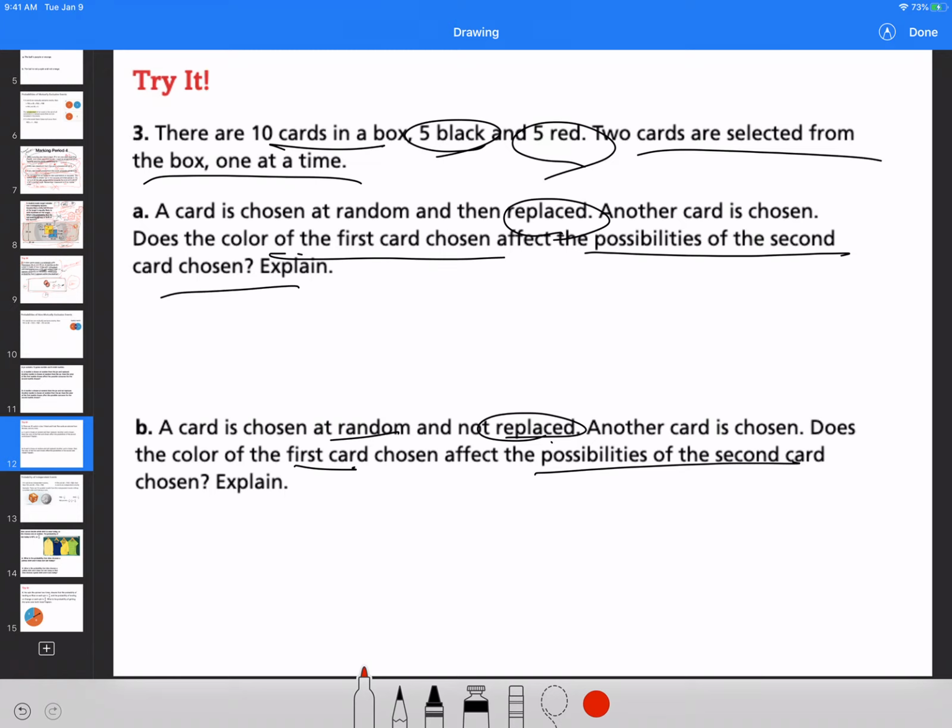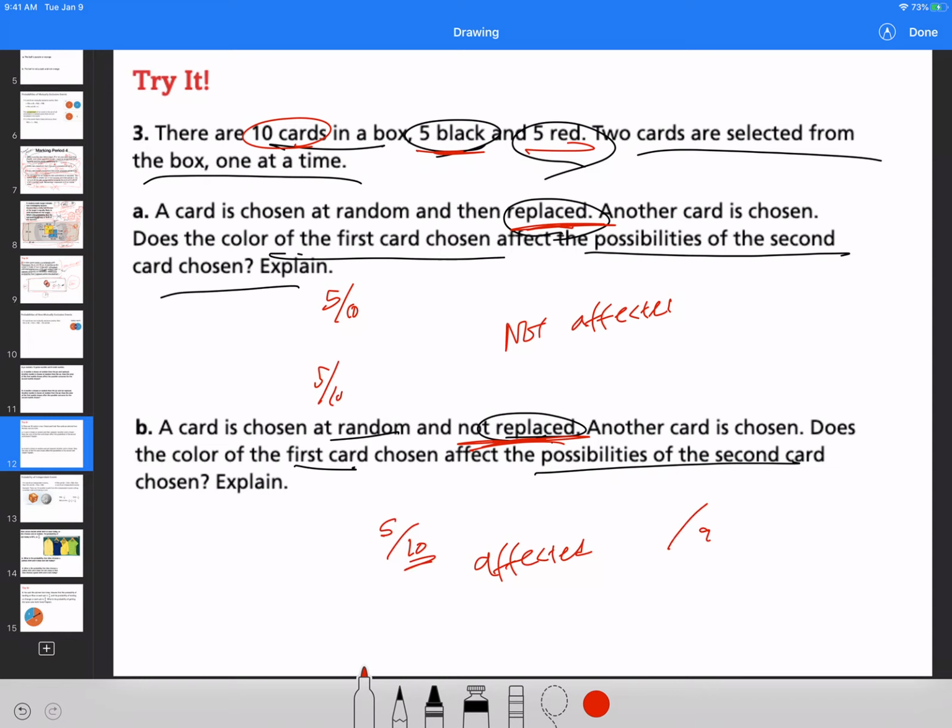Well, if you just rewind back about 60 seconds ago, you could probably get the answers to these right away, right? Because we are talking about 10 cards, 5 black and 5 red, so both of them have equal chances. If it's replaced, you know it's not affected. If it's not replaced, then it is affected, because your probability the second time around will be out of 9 instead of 10, because one card is chosen and it's gone.